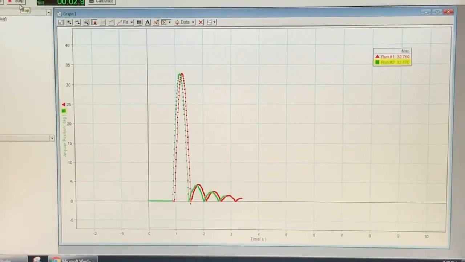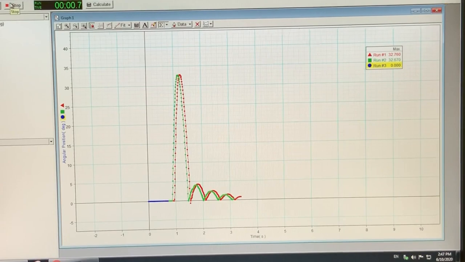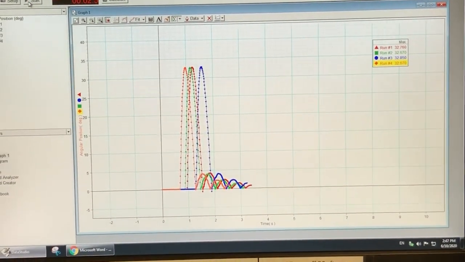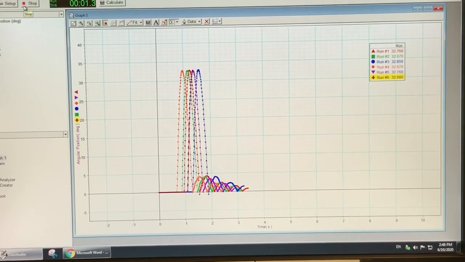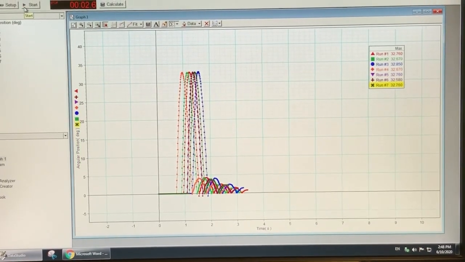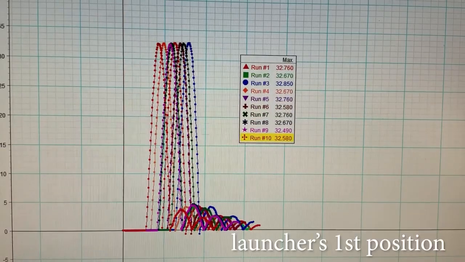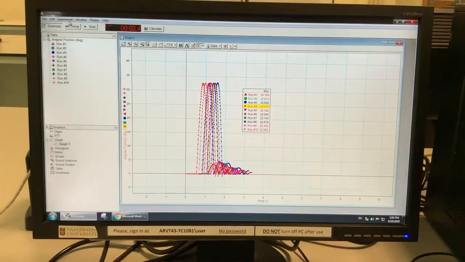Now we will use Data Studio to record the rotary motion sensor's data, and we can see the maximum displacement on the graph. As usual, to avoid random errors, we will repeat the experiment to get at least 10 data points. The theta max is all we need from this graph. This is the maximum angle to which the pendulum rotated.